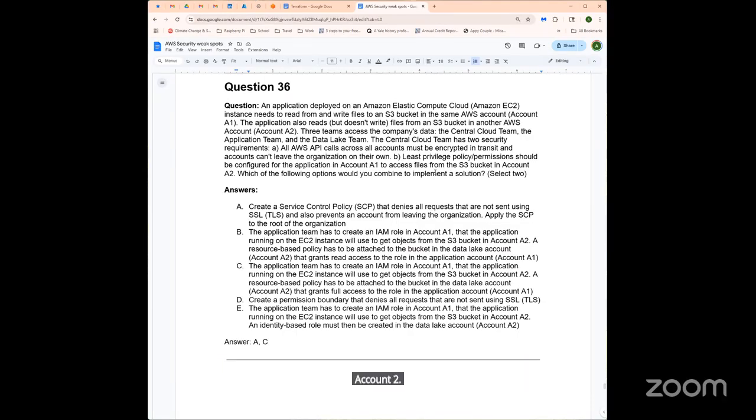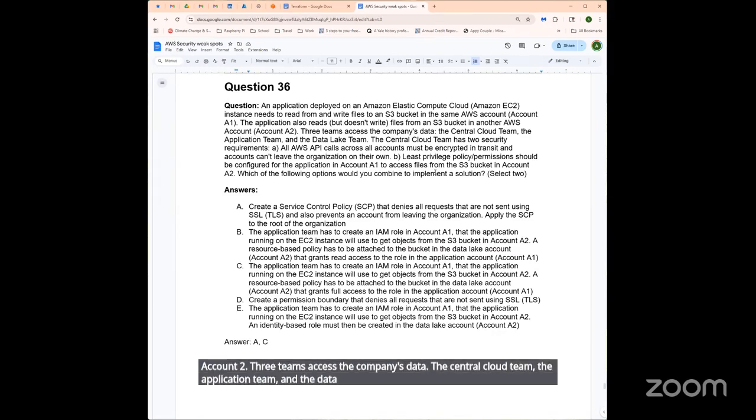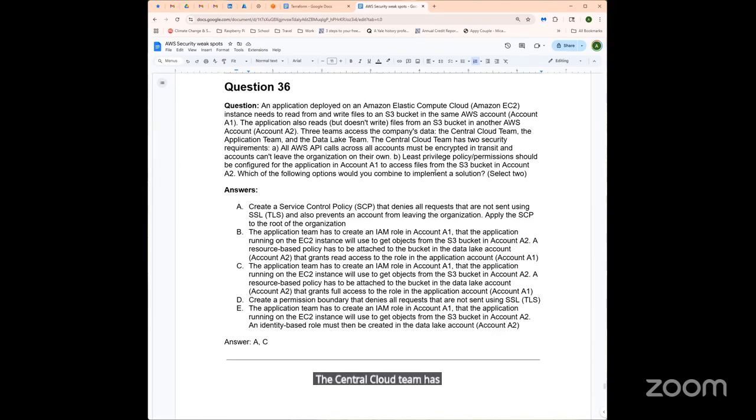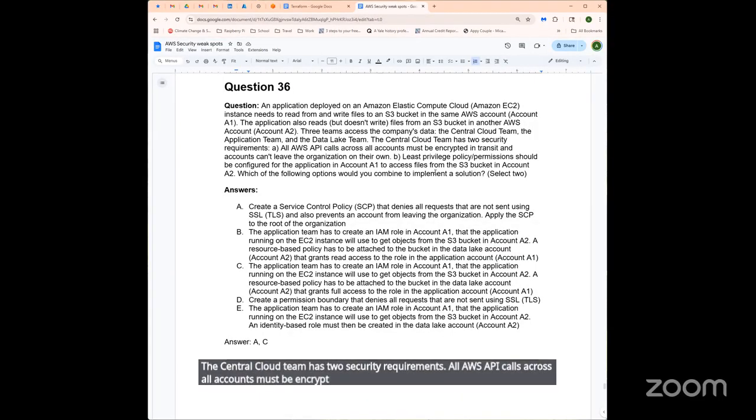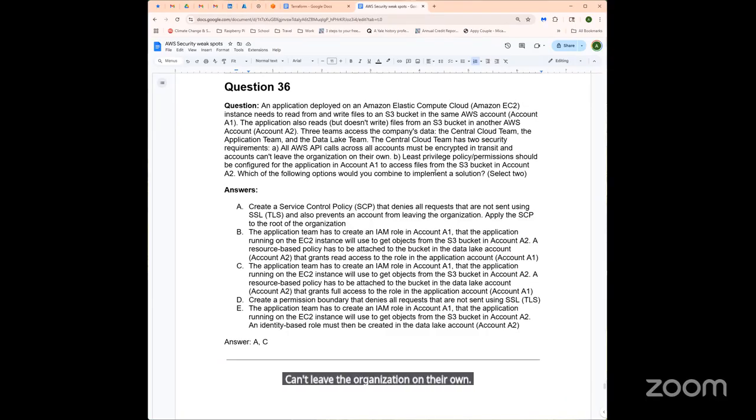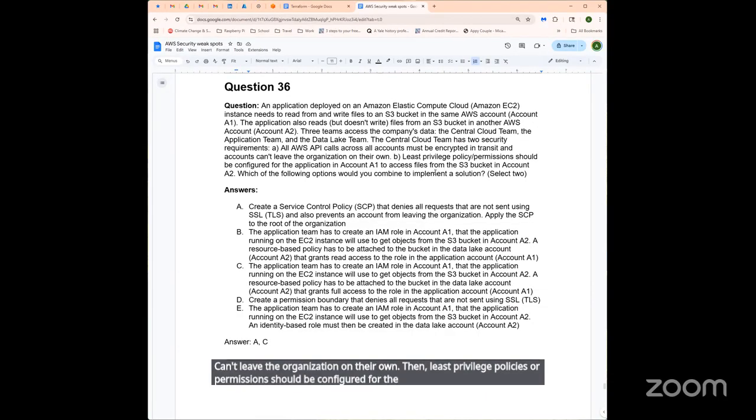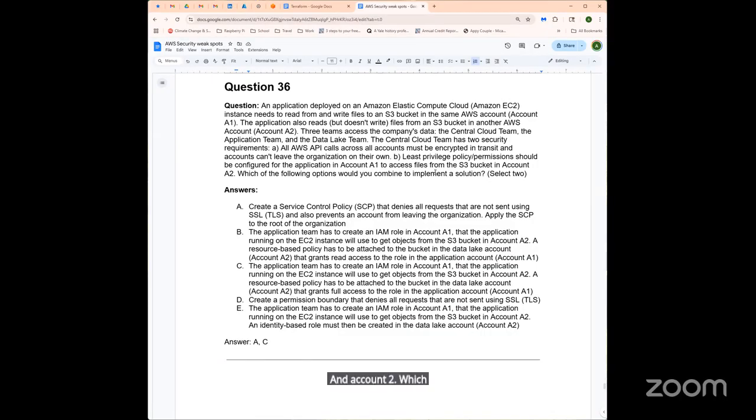Three teams access the company's data: the central cloud team, the application team, and the data lake team. The central cloud team has two security requirements. All AWS API calls across all accounts must be encrypted in transit, and accounts can't leave the organization on their own. Then, least privilege policies or permissions should be configured for the application in account 1 to access files from the S3 bucket in account 2. Which of the following options would you combine to implement the solution?